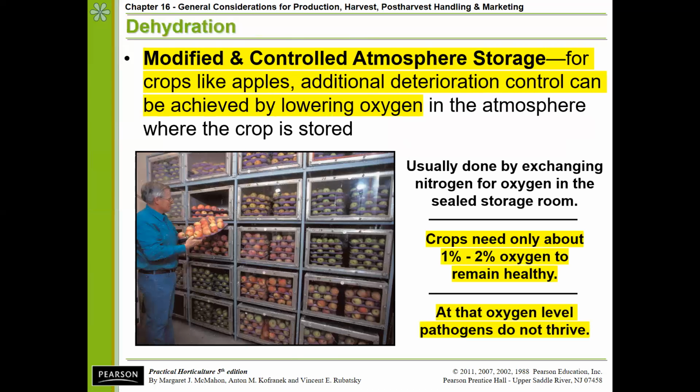A newer type of dehydration is not really dehydrating the crop so much, but just dehydrating the air around it. We call this controlled atmosphere storage or controlled environment storage. This is often done for fruit crops. Basically, we're just lowering the oxygen and replacing that oxygen with nitrogen in these chambers. Again, that's going to reduce the oxygen to where pathogens cannot grow.